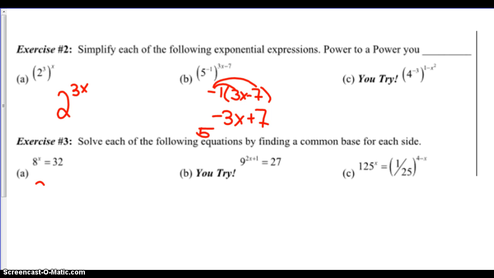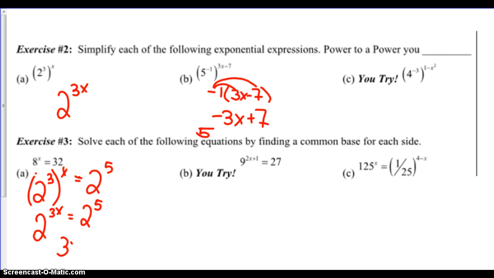So here I have 2 to the 3rd, to the x, and 2 to the 5th. Now I have bases equal. First, 3 to the x would be 3x. Bases are now equal, so I have 3x equals 5, and x divided over will be 5 over 3.